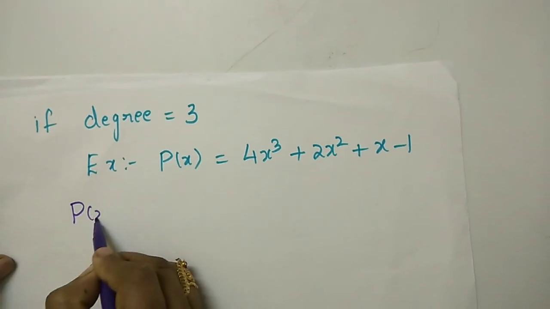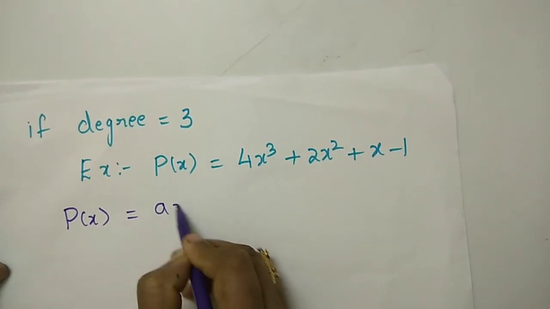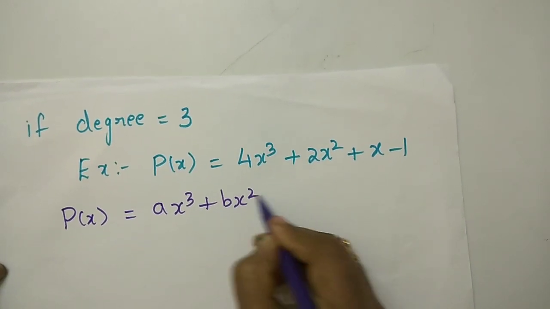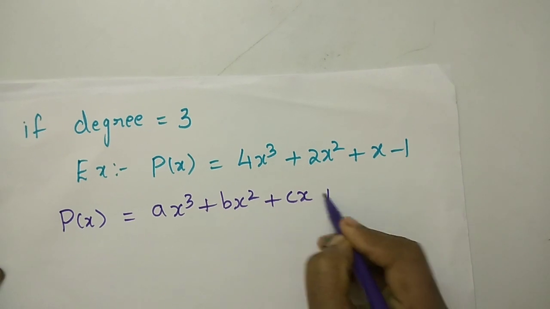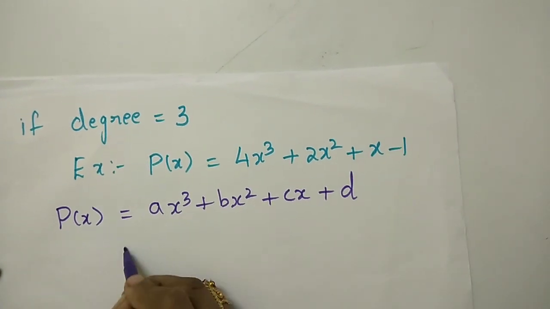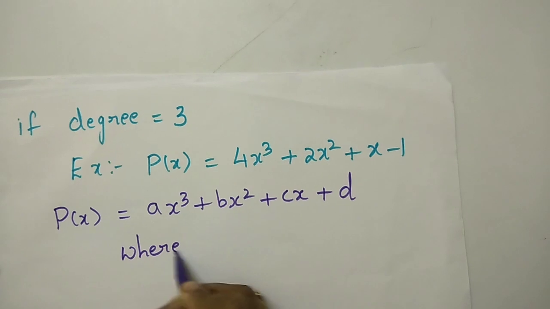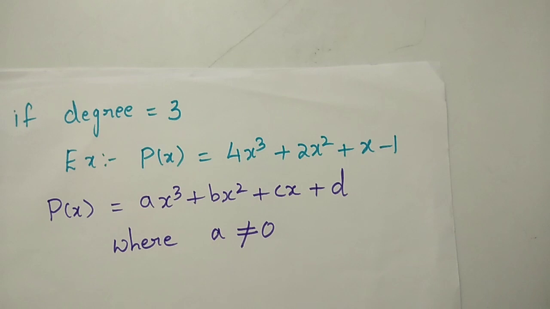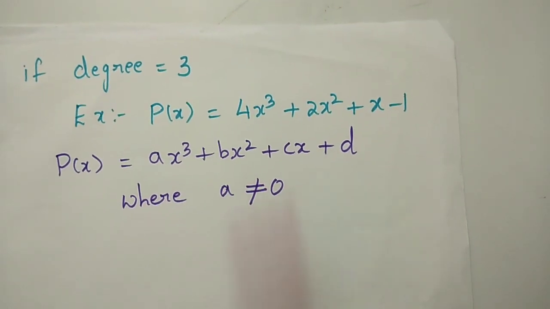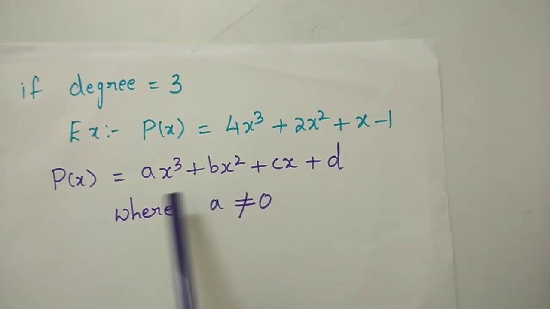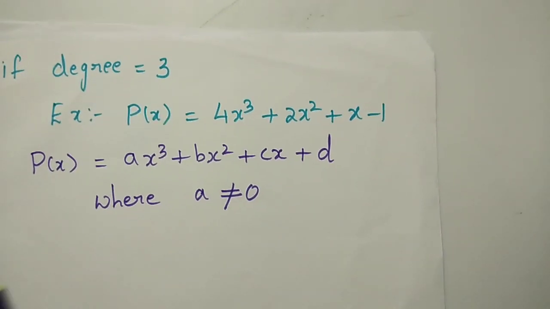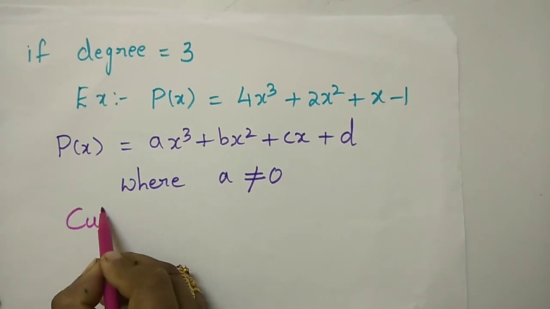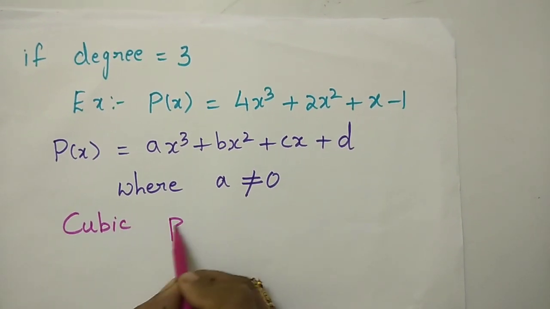p of x equal to ax cube plus bx square plus cx plus d, where a not equal to 0. A, B, C, D are constants. Okay. Then this polynomial is called a cubic polynomial.